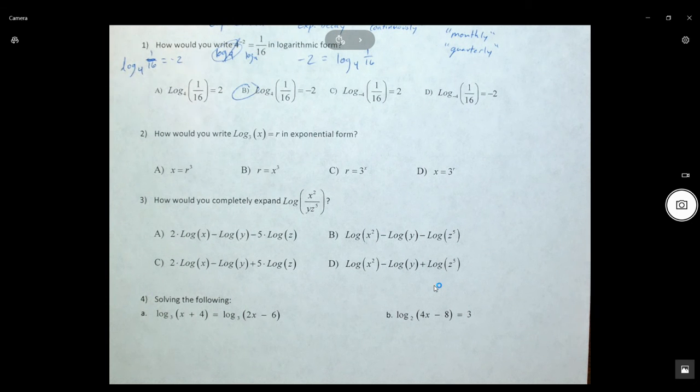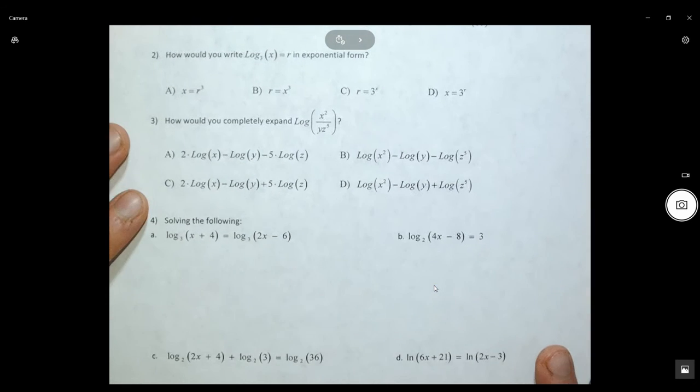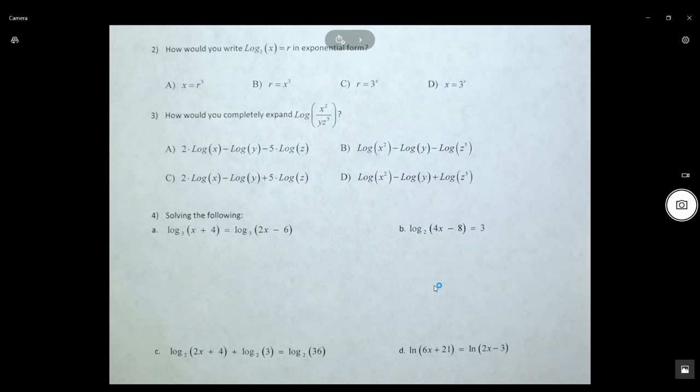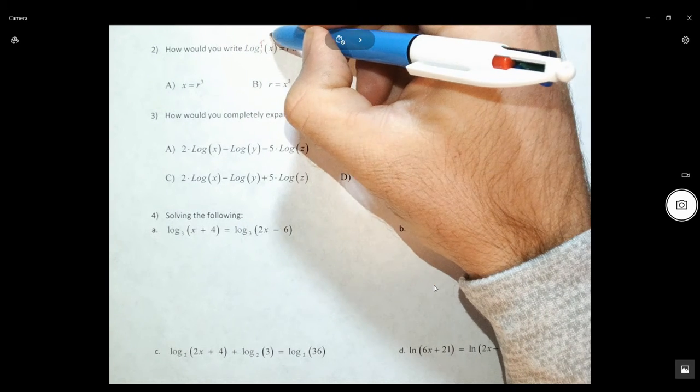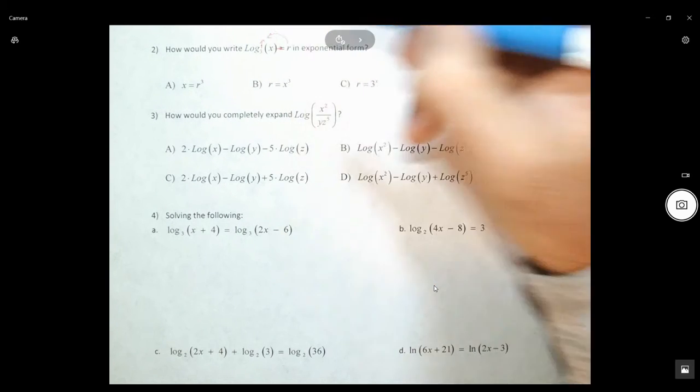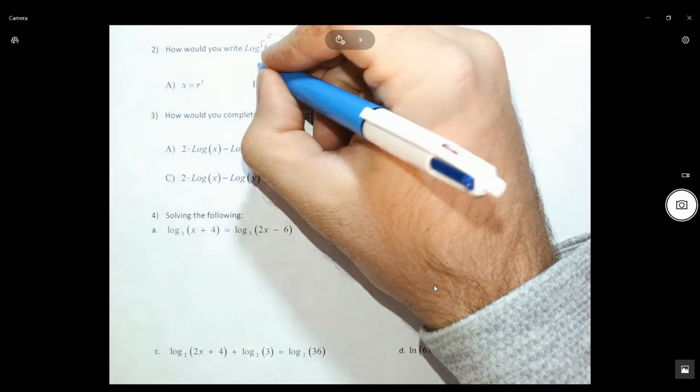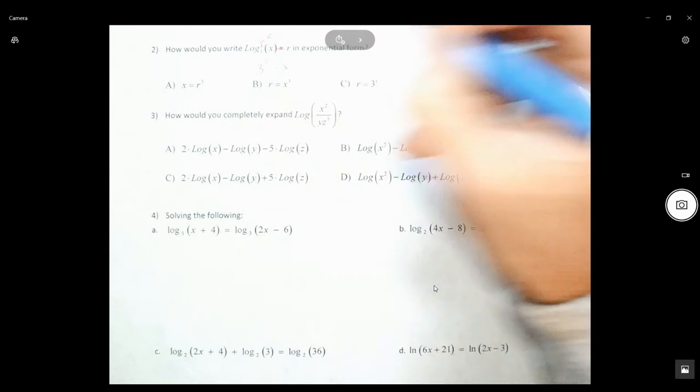When you get to number 2, same process, just kind of in reverse. How would you write log base 3 of x is equal to r? If you convert, I'll do this one first. We're going to raise our base, bring our exponent in, and slide out the x. This is kind of what I call converting. So 3 to the r is equal to x.